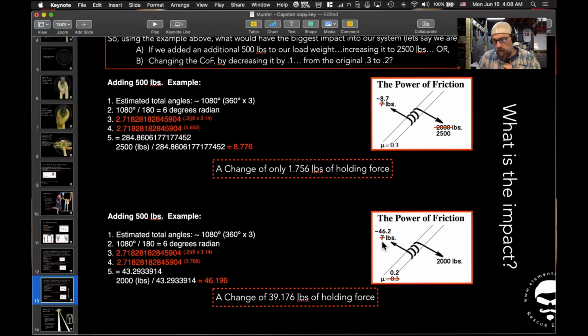Whereas before we only needed 7 pounds to hold 2,000 pounds, now just changing the smoothness, or the coefficient of friction, of this pipe, we jumped all the way up to 46.2 pounds of force that we're going to need, which is statistically significant. That's quite a bit more that we're going to have to keep in consideration. So now instead of having a 1.7 pound difference, we actually have a 39.17 pound difference. And the reason that is so drastic is that by manipulating the exponent, that's where the magic happens.